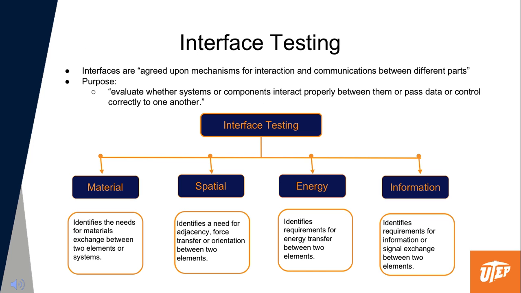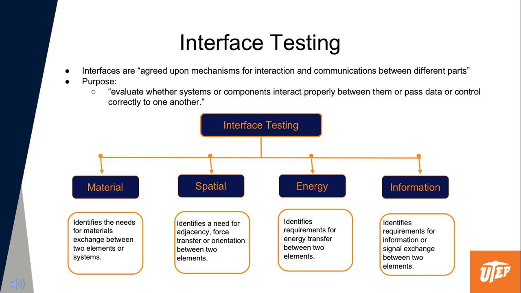Hello, my name is Jason Jabalie, and the next section that will be discussed is interface testing. Before we can understand about interface testing, we must know what an interface is. According to the book, an interface is an agreed-upon mechanism for interaction and communication between different parts. The main reason we perform interface testing is because it evaluates whether systems or components are interacting properly.